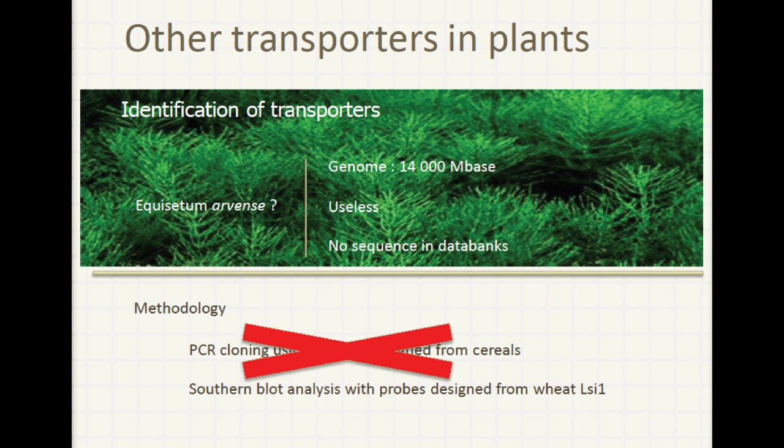So, horsetail. It's a monster in many ways, it has a huge genome. A genome about the size of wheat, 5 times the human genome, just to give a reference. Call it useless. Nobody really wants to grow horsetail.